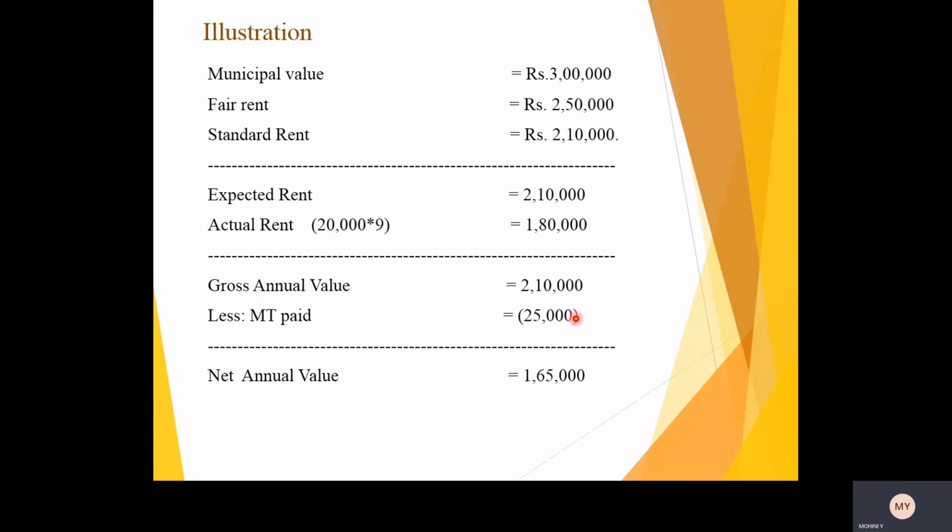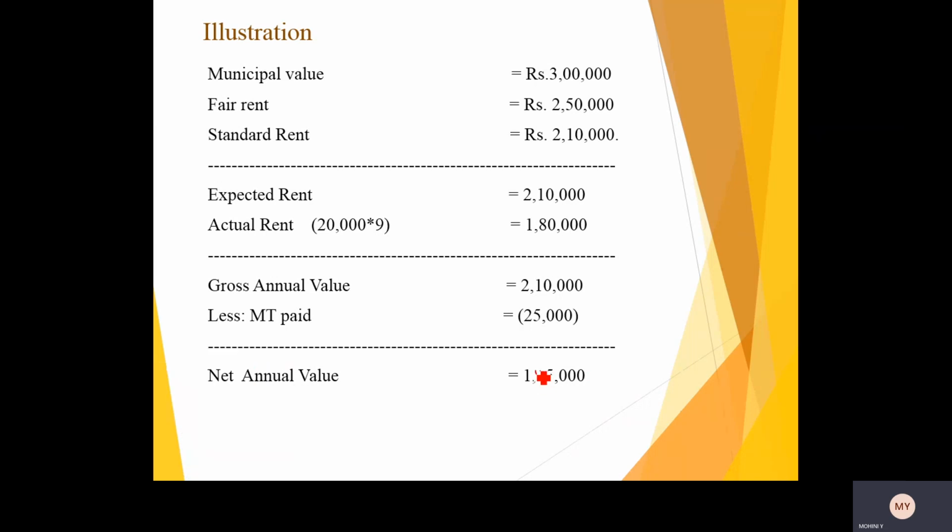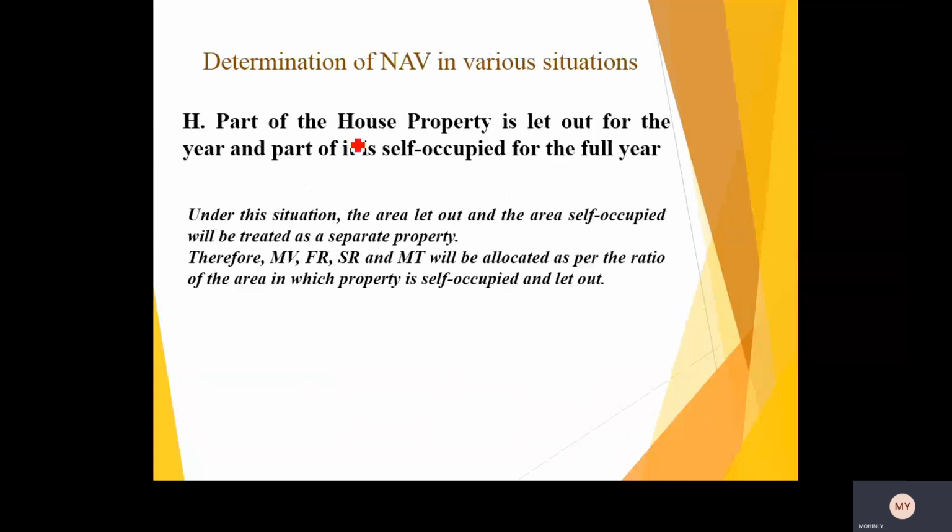So 1,65,000. Sorry, it is 1 lakh. Oh, I think there is a calculation error. So 2,10,000 minus 25,000 is 1,85,000. Okay, so the answer should be 1,85,000. This should be 8. Clear?